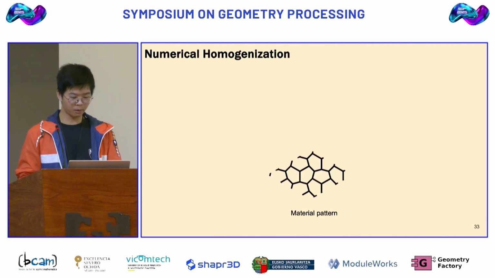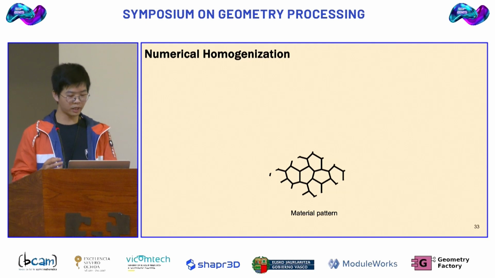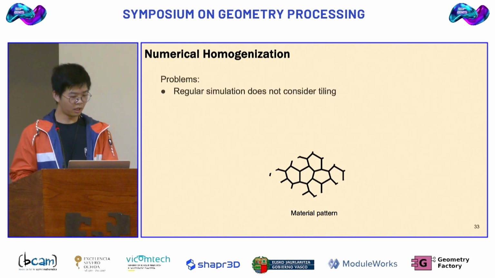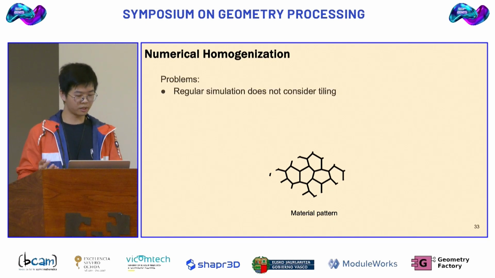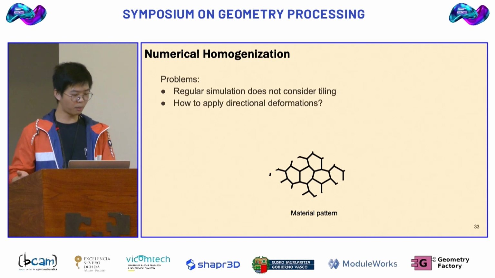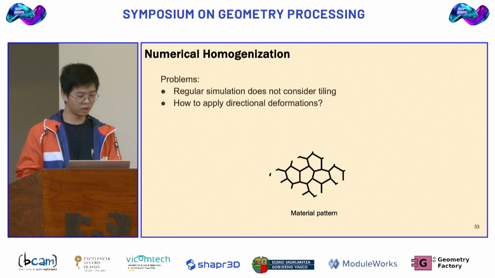With the macro mechanical model defined, how do we run the simulation to obtain deformation data for a given material pattern? There are still some problems. First of all, regular simulation does not consider tiling, as you can see here. And how do we apply directional deformations to this kind of material pattern?